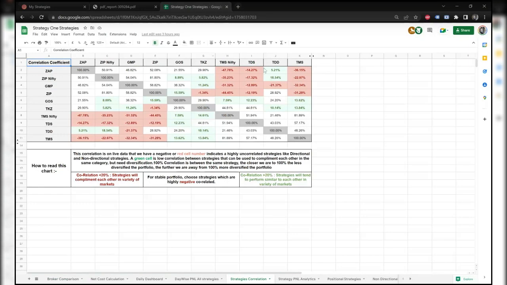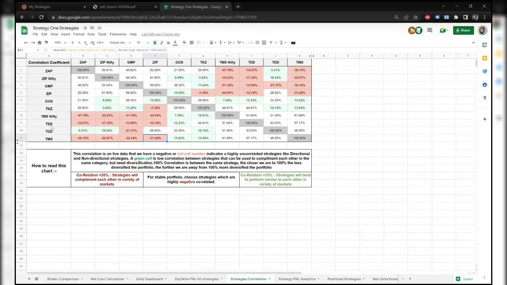When we talked about TDS and TMS, right? So when we see TDS and TMS, there's a 57% correlation. But when we see TMS and ZIP, there is a negative correlation of 31%.